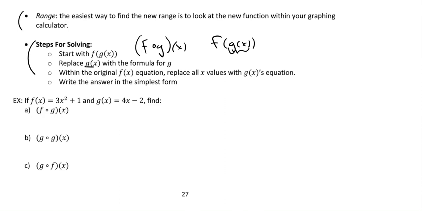So here's a standard example. It's going to say if f of x is equal to some function, 3x squared plus 1, and g of x is equal to some other function, like 4x minus 2, find fog, or f of g of x. So the very first thing I'm going to do is rewrite this as f of g of x.